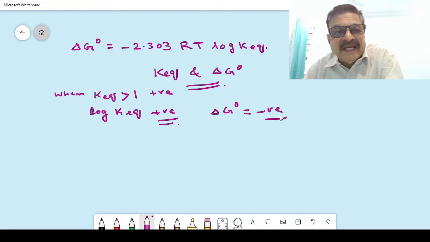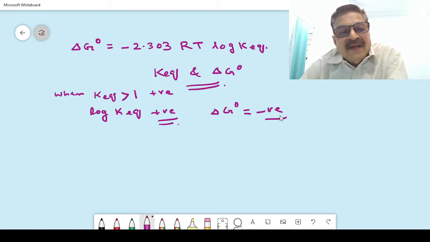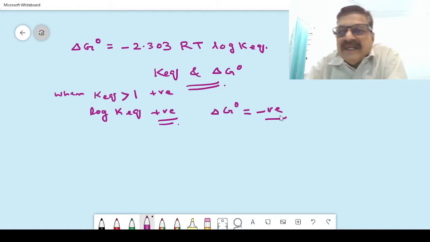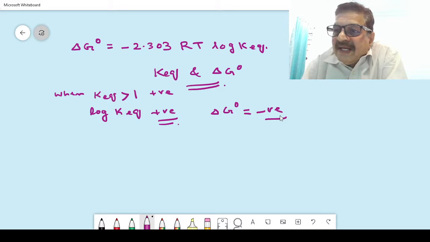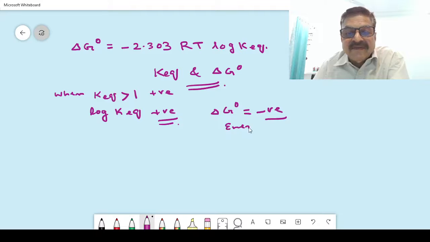Delta G is minus 2.303 RT log KEQ. When KEQ is greater than 1, log KEQ is a positive number, so the entire thing changes and delta G is a negative number. Therefore, delta G is negative, which means energy is released.